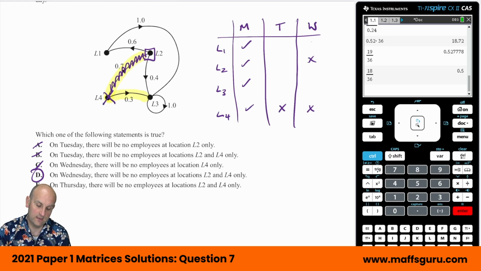On Thursday there will be no employees at locations L1, L2 and L4 only. That's not true. Because L2 didn't get any, and L2's losing, they would have all gone to L1 on Wednesday, and by Thursday L1 would have had none because they would have gone to L3. So actually L1, L2 and L4 on Thursday, so that is a no.